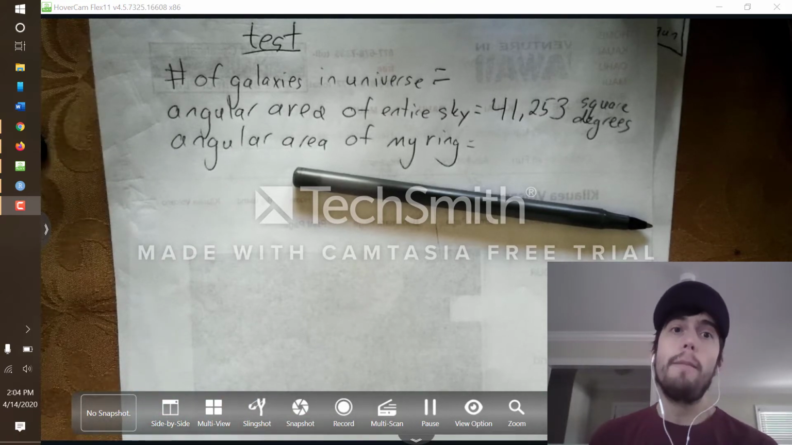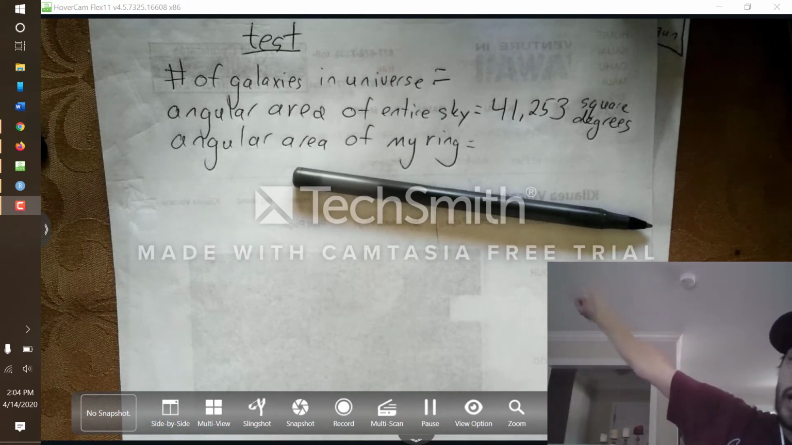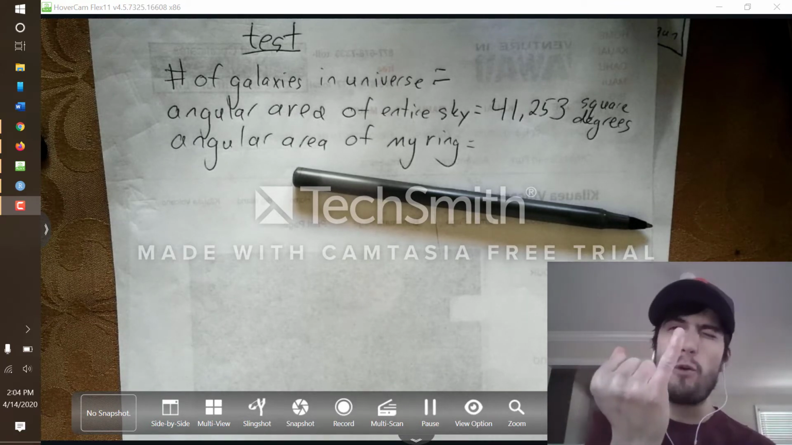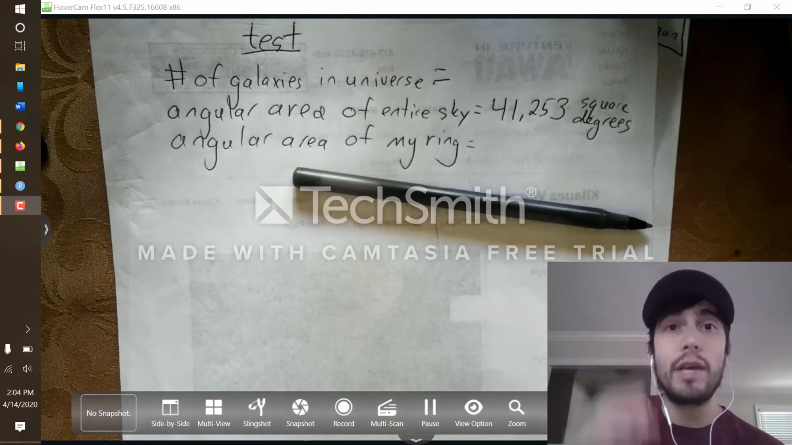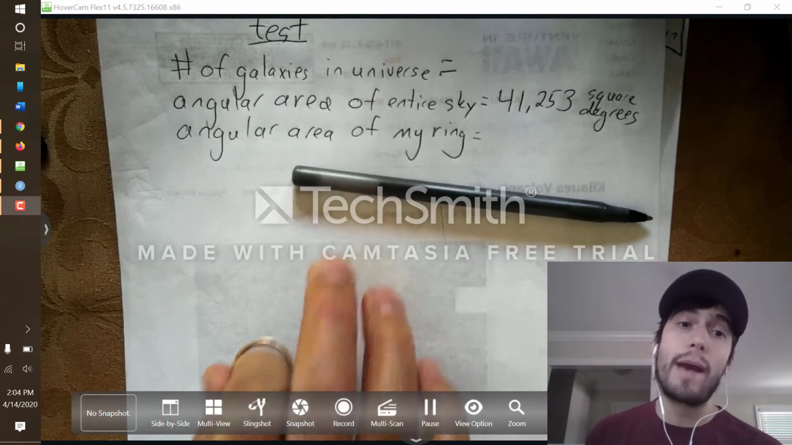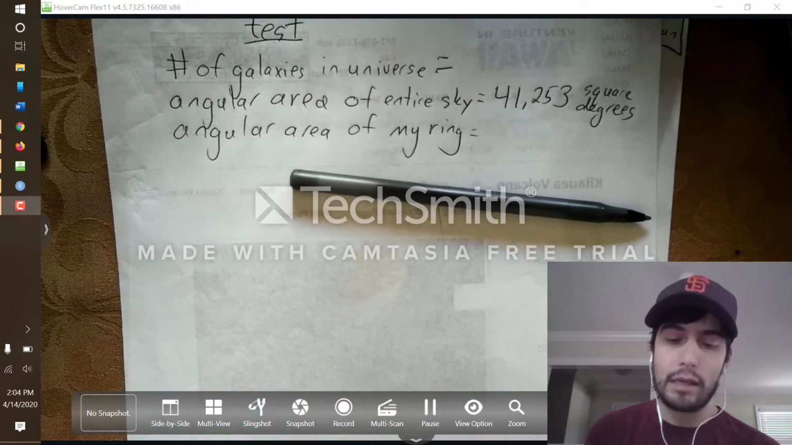Why arm's length? Because we know the angular size of objects. For example, my pinky at arm's length, I know the angular size of that. It's about 1 degree. My fist is around 10. So you hold something at arm's length. For me, I'm choosing my ring. And then if you do a little bit of math, which I'll show you, you can come up with some sort of pickup line.